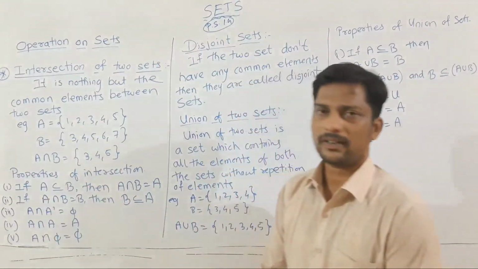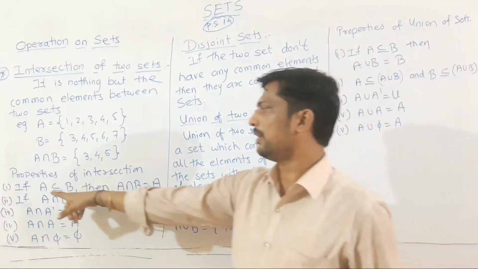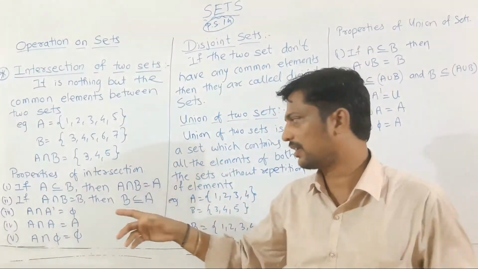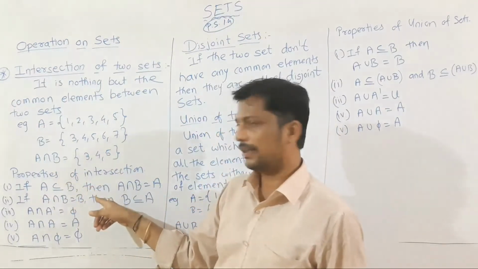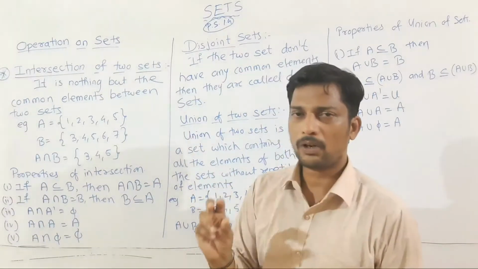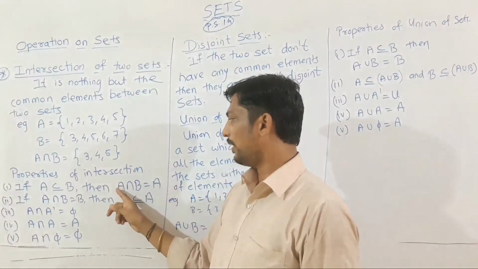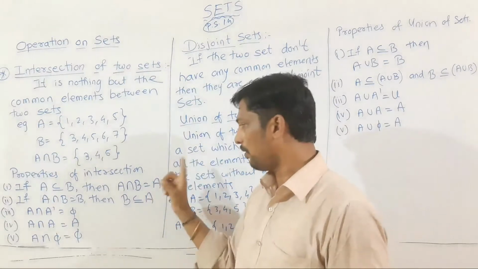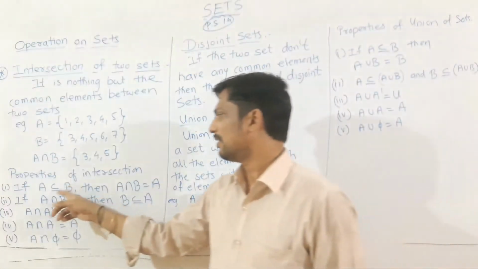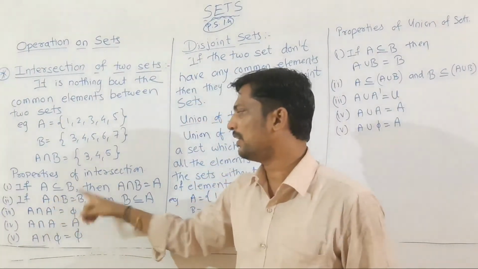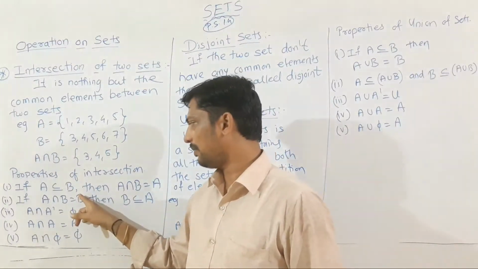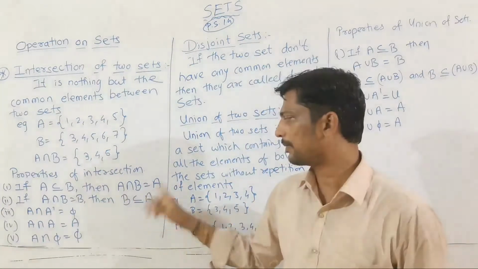Fine. The properties of intersection of sets. Now see, first one is what? If A is a subset of B, that means A is the small set, B is the larger set. So if A is a subset of B, then the intersection of A and B will be A, the smaller one. So A intersection B is always A if and only if A is a subset of B. Get it? Next, same thing. Now if A intersection B is B, this implies that B is the smaller one, isn't it? So I can say B is a subset of A.